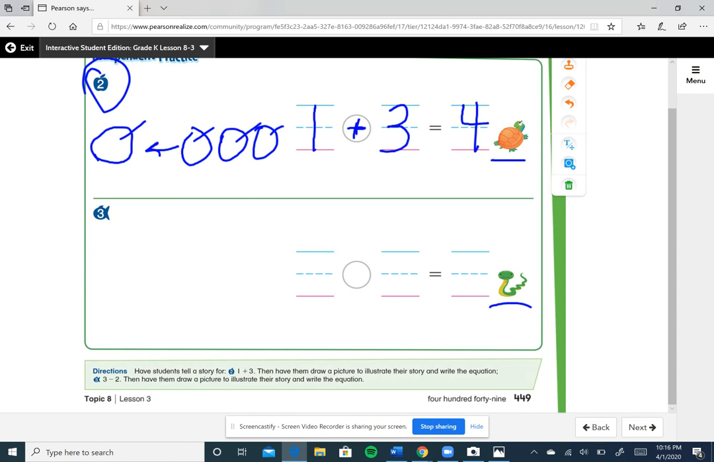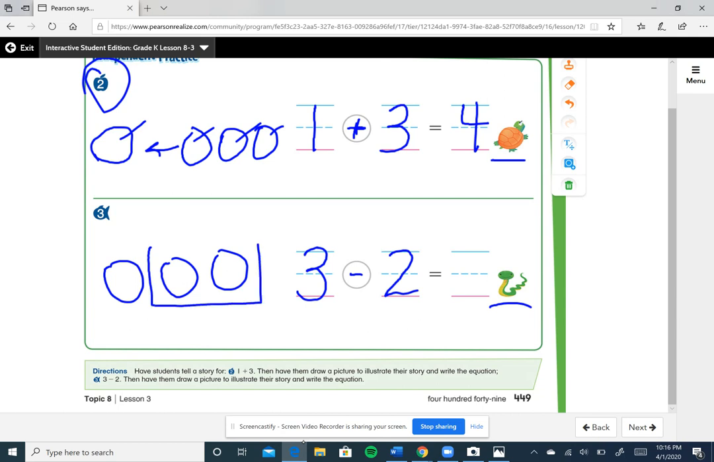Now with the snakes, we have 3 minus 2. Okay, so we had 3 snakes. 1, 2, 3. How many left? 2. Remember, this tells us that they're leaving, the subtraction sign, or taking away. So 2 of them leave. You can draw your box like we did yesterday and draw the arrow. Or you can just cross 2 of them out. And how many do we have left? Let's count. Ready? 1.